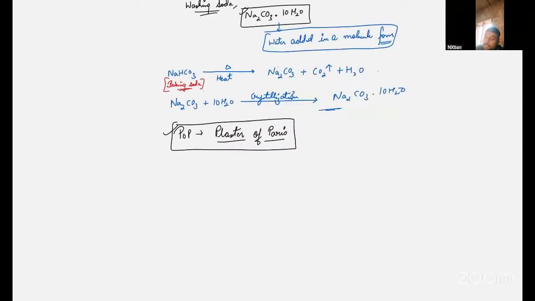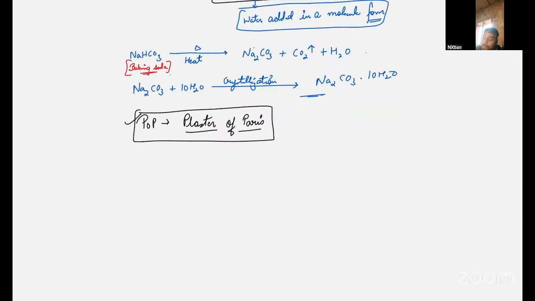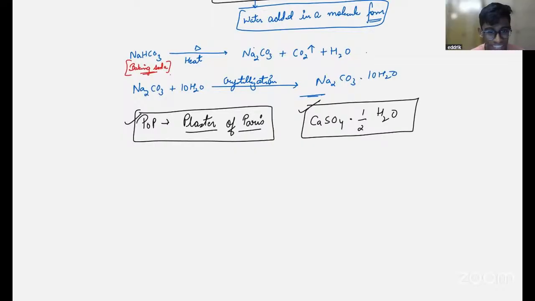Now this next salt is POP, which is plaster of Paris, CaSO4 dot half H2O. CaSO4 dot half H2O is called POP, plaster of Paris. Now, what is the use of plaster of Paris? If you go and check the ceiling, if there is some design, it is made up of POP.